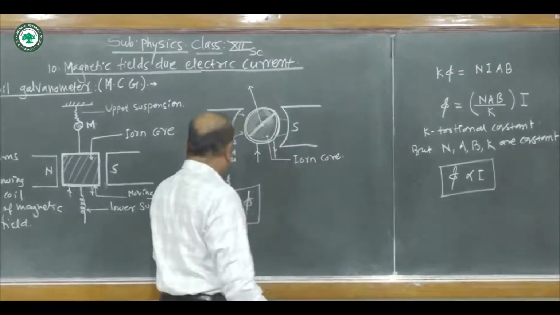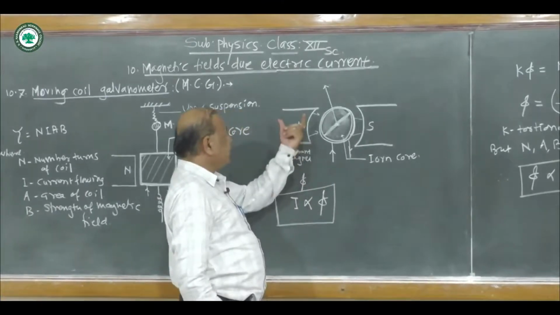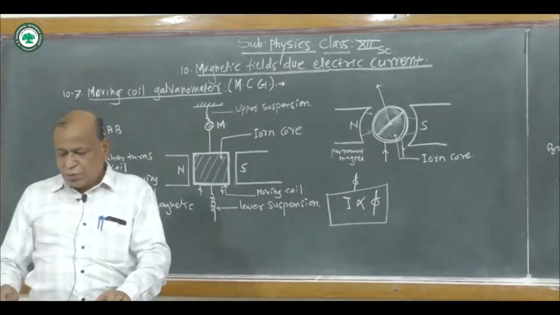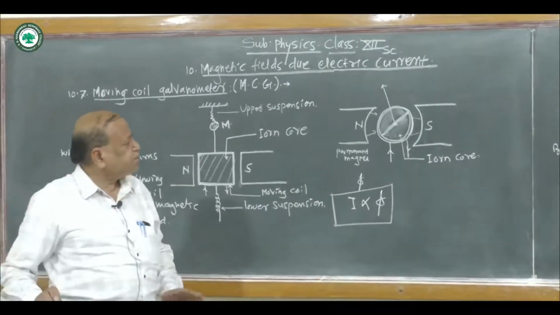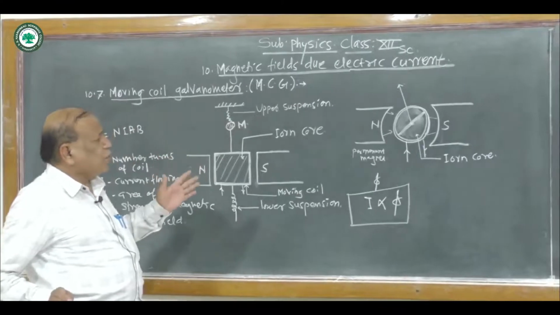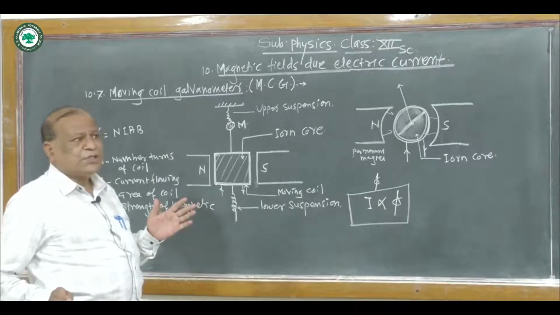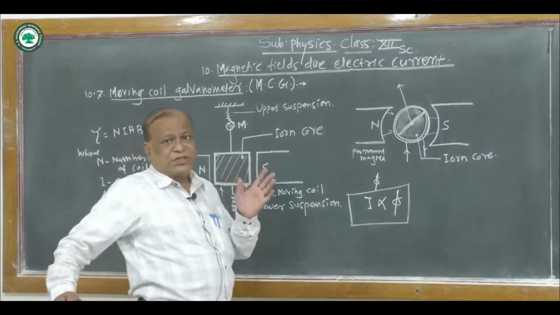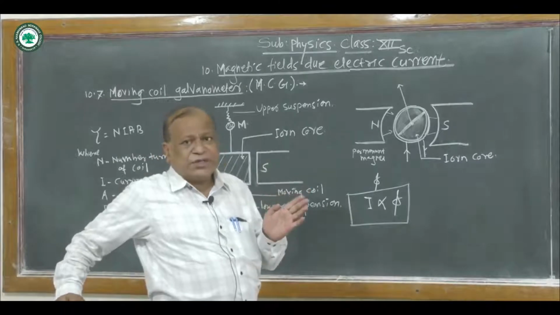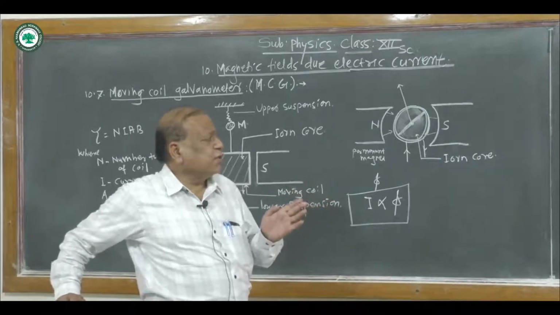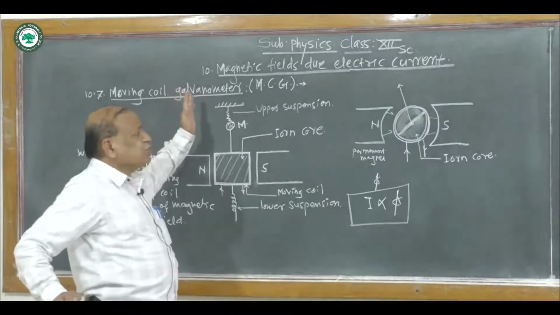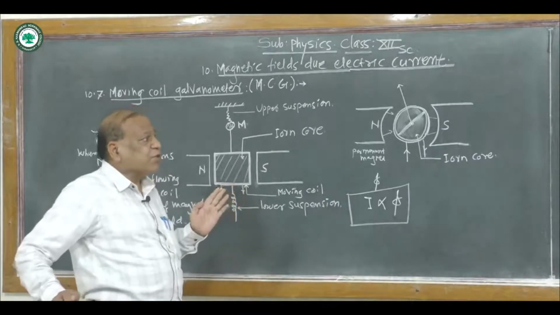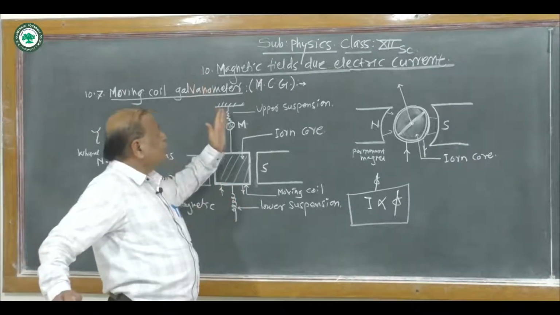Now, from that one already we explained the principle of the moving coil galvanometer here. And now this moving coil galvanometer is used to measure the potential difference across a circuit and to measure the current flowing through the circuit. Means the moving coil galvanometer is converted into a voltmeter and an ammeter.